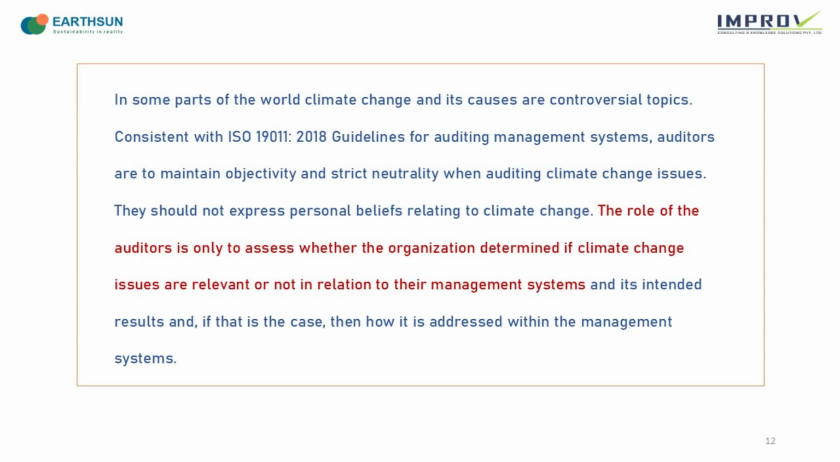Consistent with ISO 19011:2018 guidelines for auditing management systems, auditors are to maintain objectivity and strict neutrality when auditing climate change issues. They should not express personal beliefs relating to climate change. The role of the auditors is only to assess whether the organization determined if climate change issues are relevant or not in relation to their management systems and its intended results, and, if that is the case, then how it is addressed within the management systems.